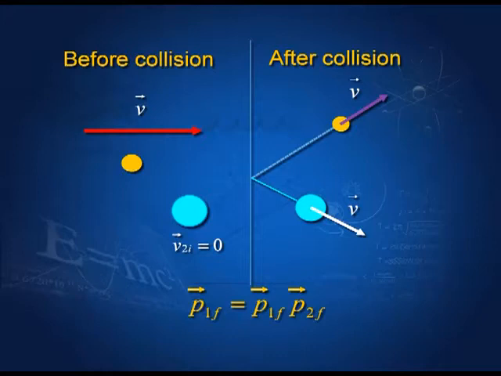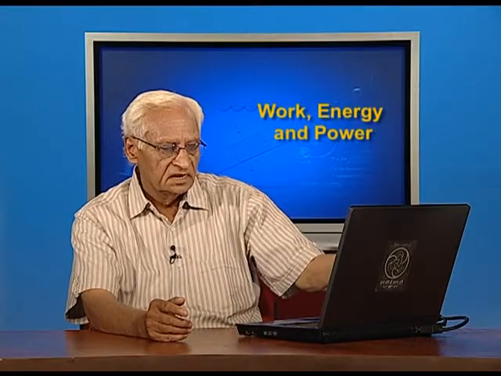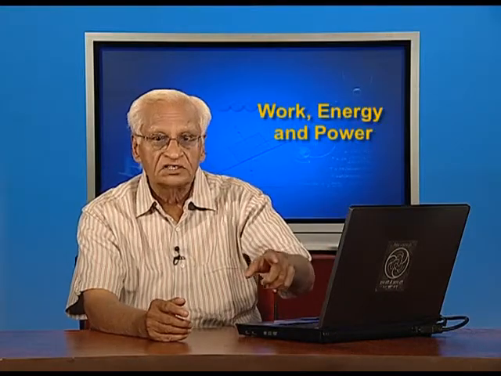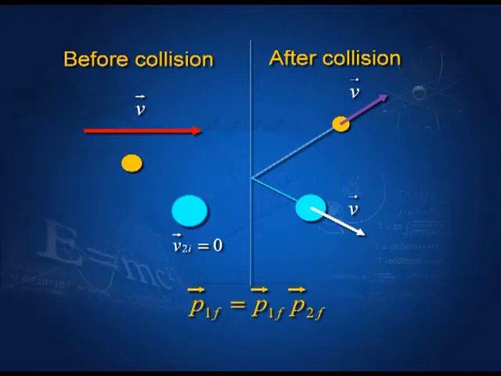Therefore, the total momentum on this side is just P1i, because the second particle was at rest, it had 0 momentum. After collision, the momentum becomes P1f plus P2f. The momentum of the single particle is now shared by the momentum of two particles. That is the collision in a plane.